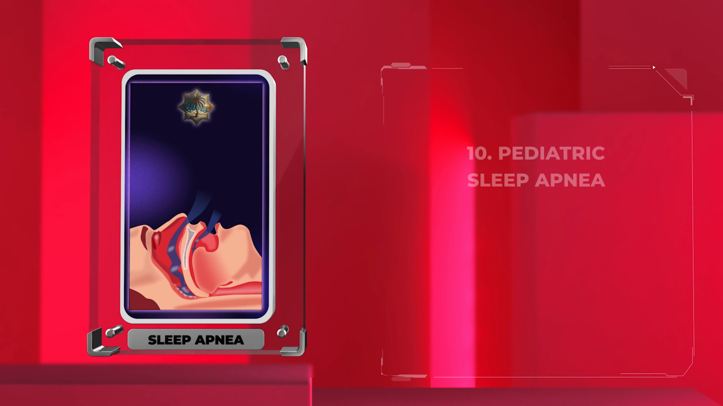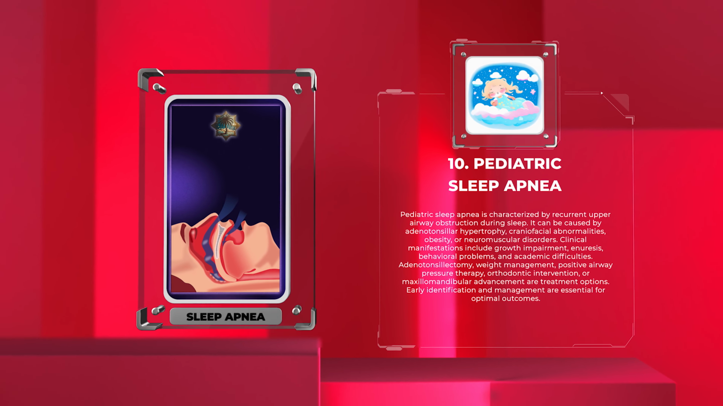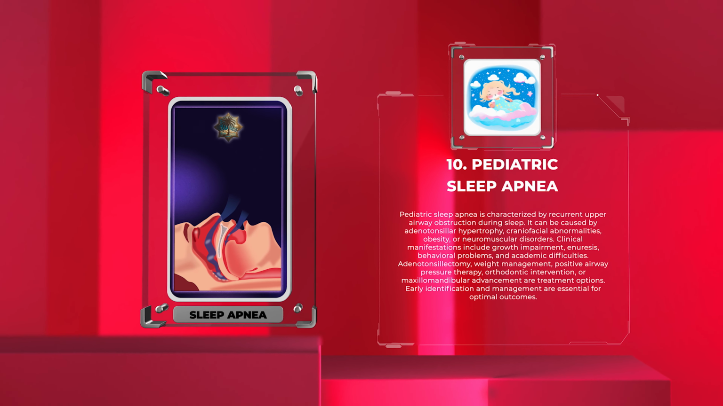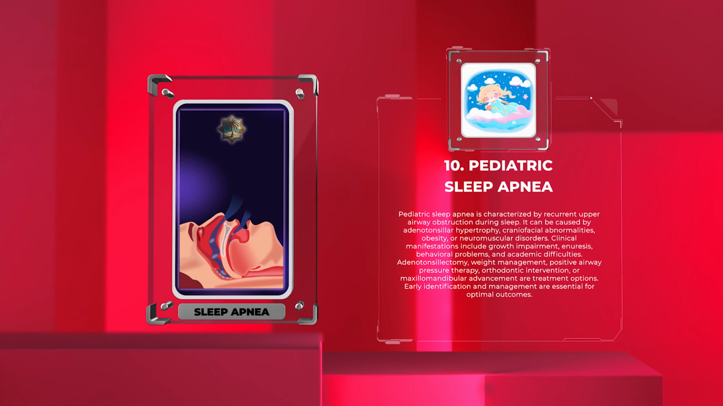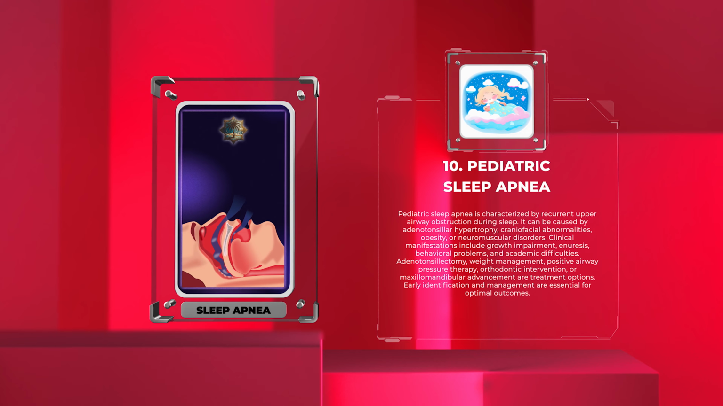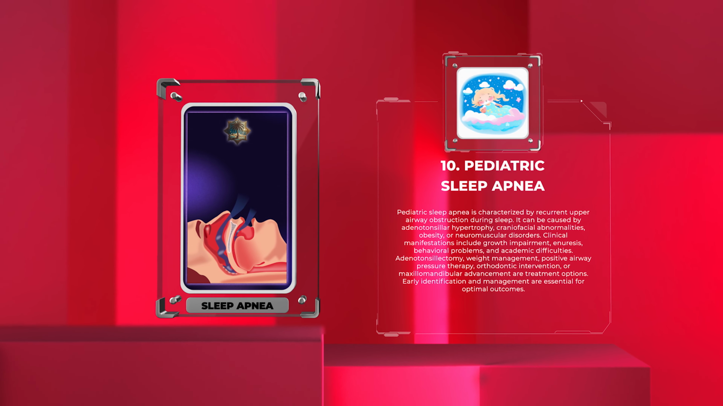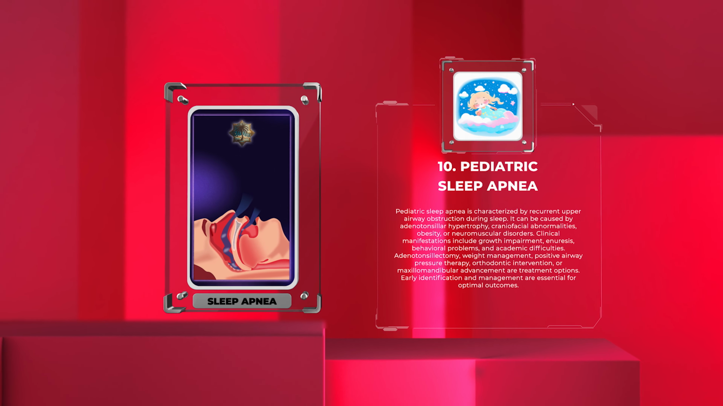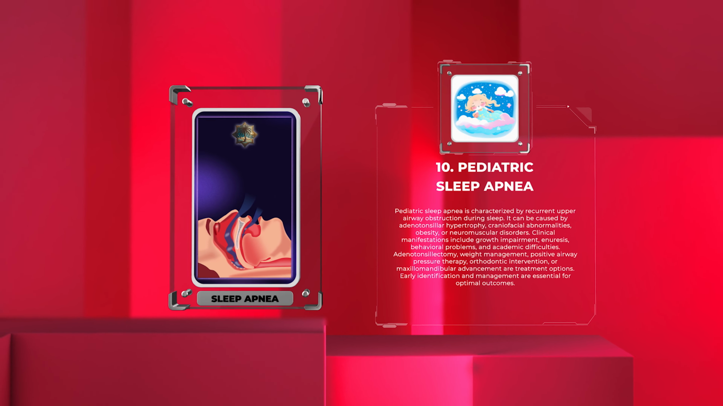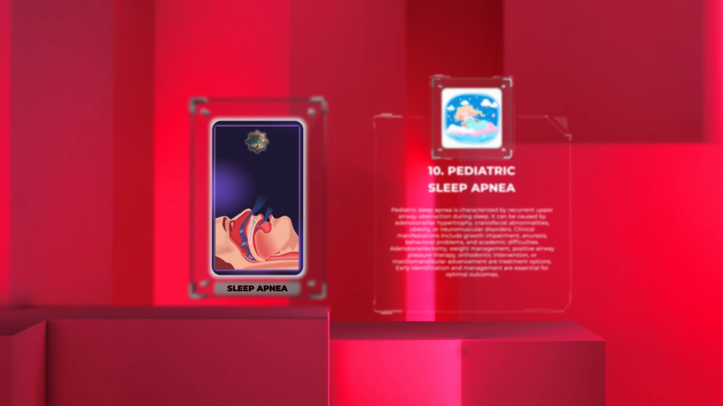Pediatric sleep apnea is characterized by recurrent upper airway obstruction during sleep. It can be caused by adenotonsillar hypertrophy, craniofacial abnormalities, obesity, or neuromuscular disorders. Clinical manifestations include growth impairment, enuresis, behavioral problems, and academic difficulties. Adenotonsillectomy, weight management, positive airway pressure therapy, orthodontic intervention, or maxillomandibular advancement are treatment options. Early identification and management are essential for optimal outcomes.